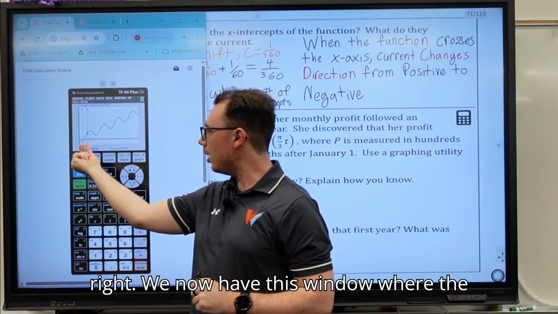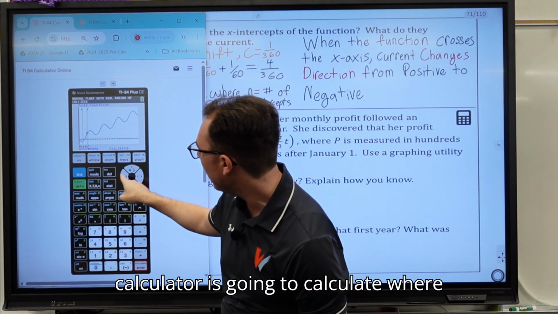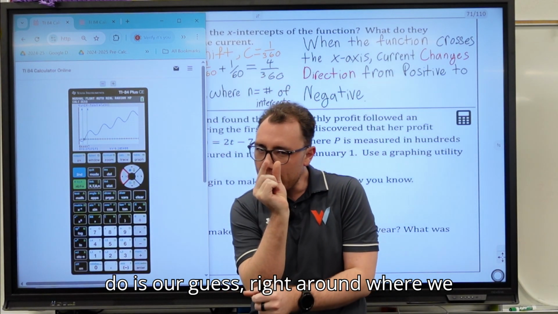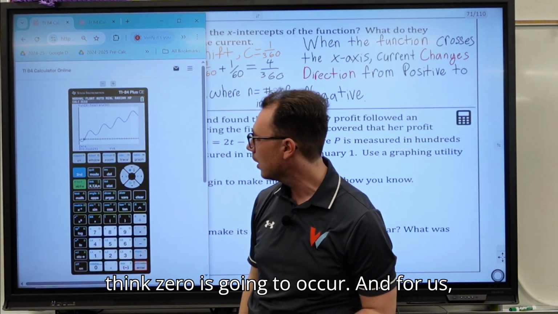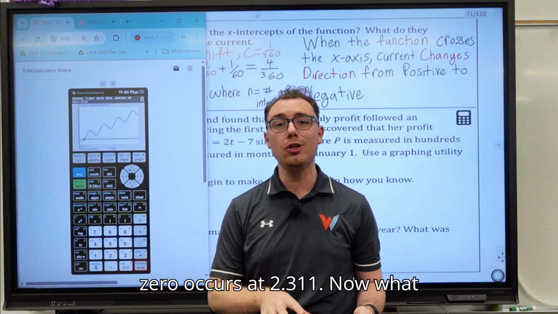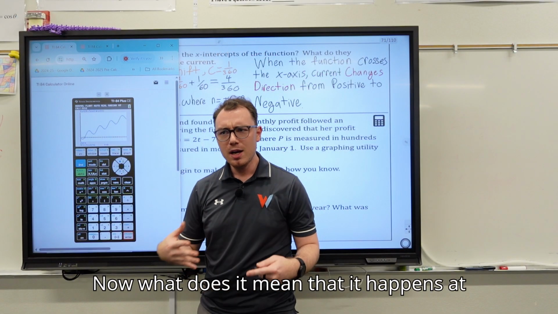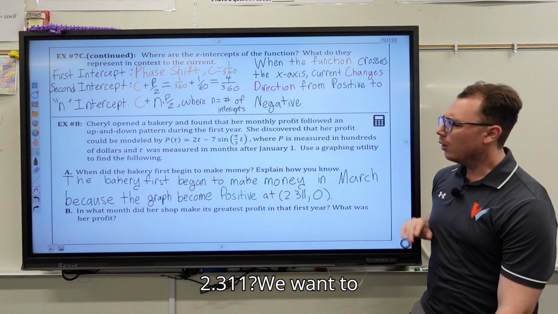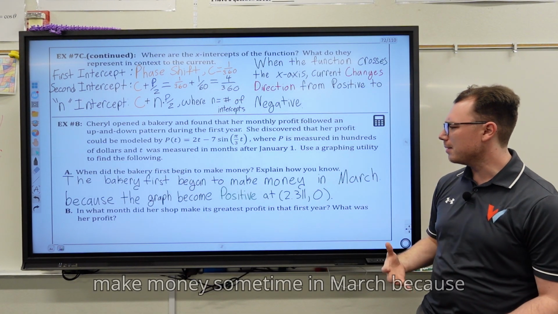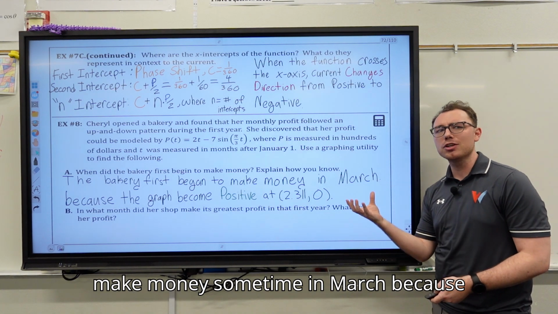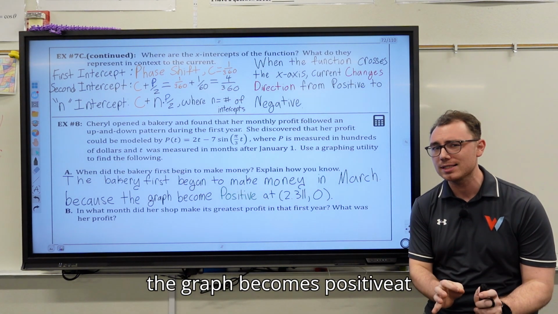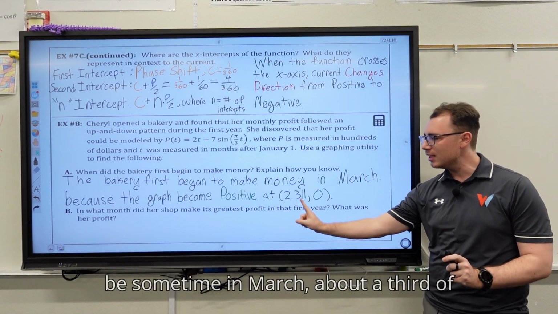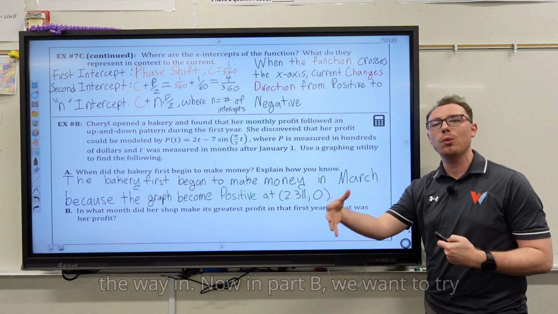We now have this window where the calculator is going to calculate where 0 is, and that last point we need to do is our guess, right around where we think 0 is going to occur. And for us, 0 occurs at 2.311. Now, what does it mean that it happens at 2.311? We want to describe that the bakery first begins to make money sometime in March because the graph becomes positive at 2.311. And that's going to be sometime in March, about a third of the way in.